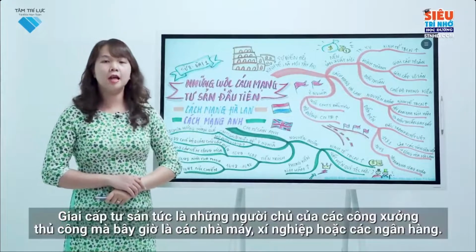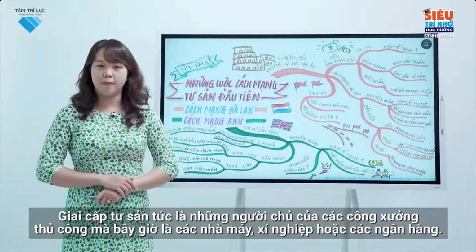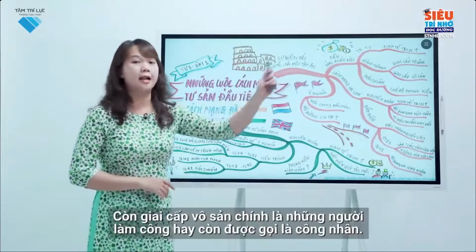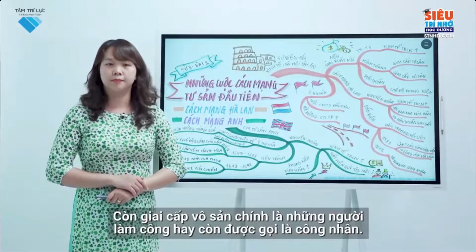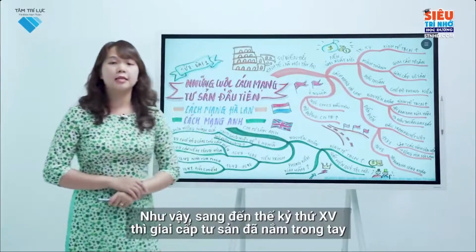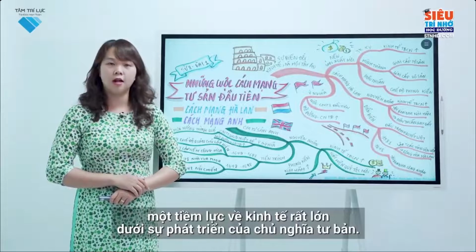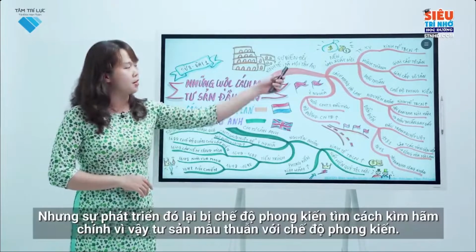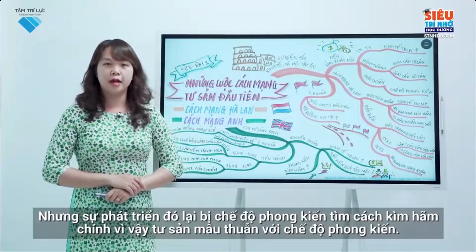The bourgeoisie are the owners of craft factories, which are recently companies, factories, or banks. And the proletariat are the employees, who are also called workers. Thus, by the 15th century, the bourgeoisie had a huge economic potential under the development of capitalism. However, that development was frustrated by feudalism, so there was a contradiction between bourgeoisie and feudalism.